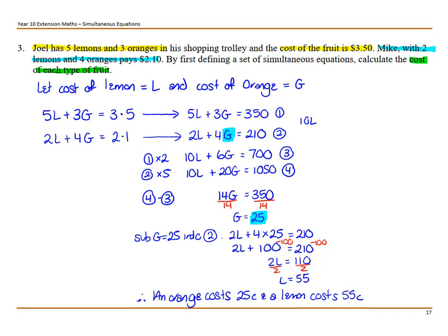Now, I'd recommend checking this one. So we checked in equation 2, so let's look at equation 1. So 5L plus 3G equals 350. My left-hand side is going to equal 5 times 55 plus 3 times 25, which equals 5 times 55 is 275. 3 times 25 is 75, and that is 350. So I know I'm correct.